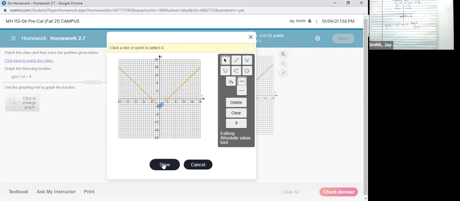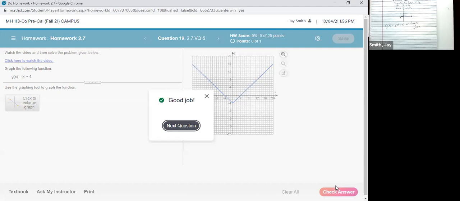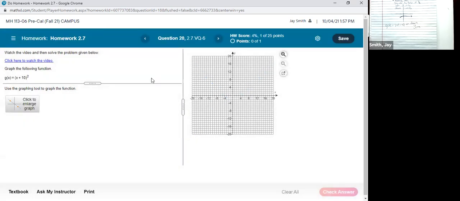All right, we can click save. This is the graph that we want to check. And of course, we can check our answer and it will let us know if we got the right answer or not. It's going to give you some options as far as stretching, shrinking, reflecting, horizontal shifts, or vertical shifts. I want to see if I can find another one.